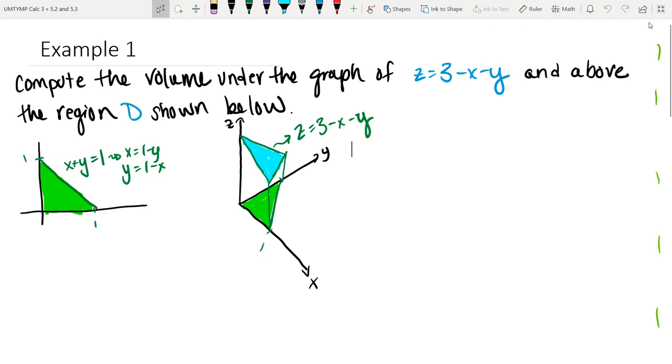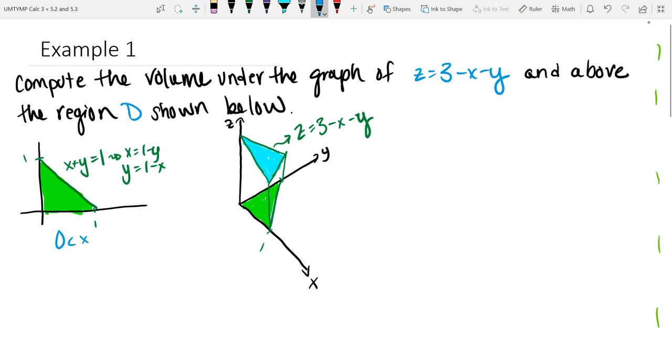We'll actually set it up, we'll do it in one and we'll set it up in the other one. But what I notice first is that if I think of this as a type 1 region, then I have to find my constants that X is bounded between, and X is bounded between 0 and 1.